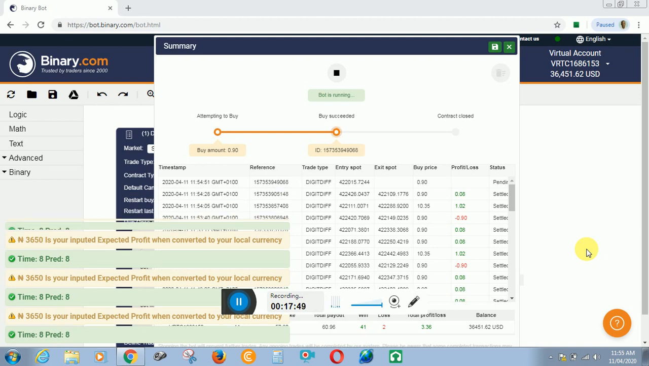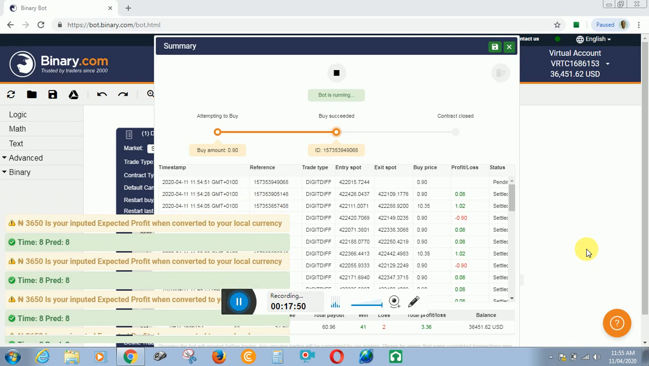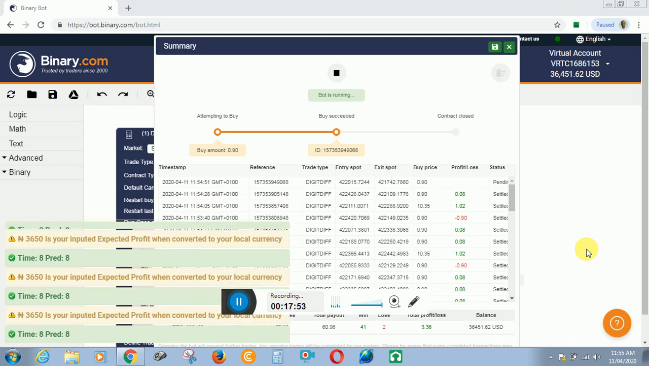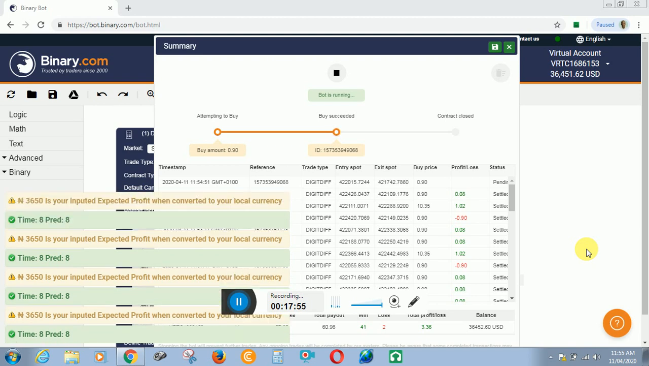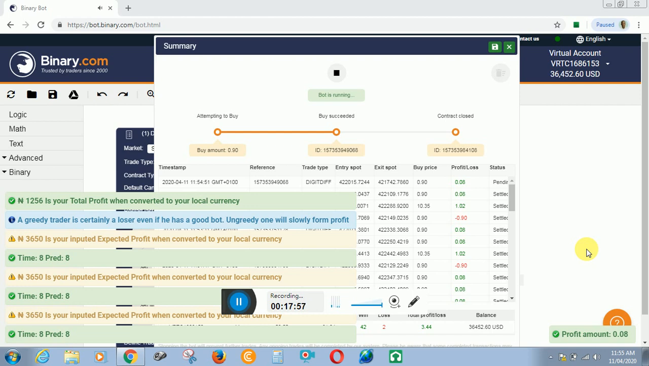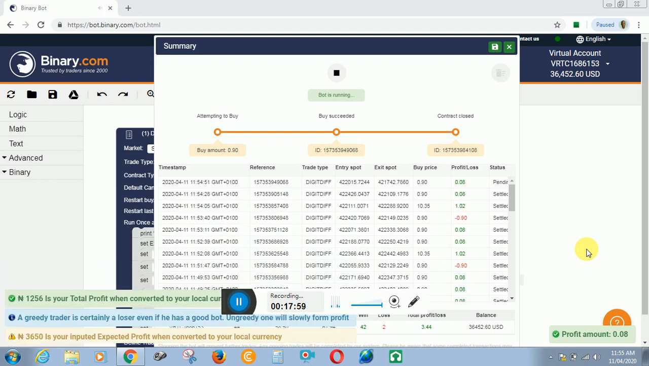So as we can see, it is running it now. It is running it and making cool money. Okay.